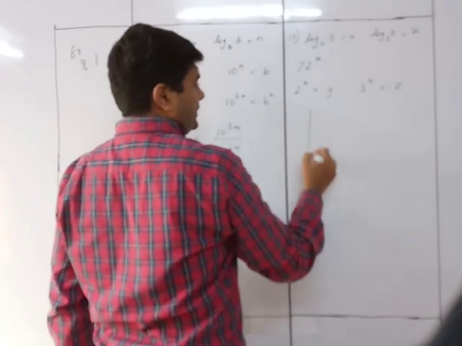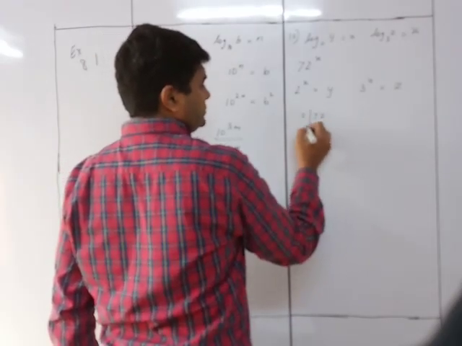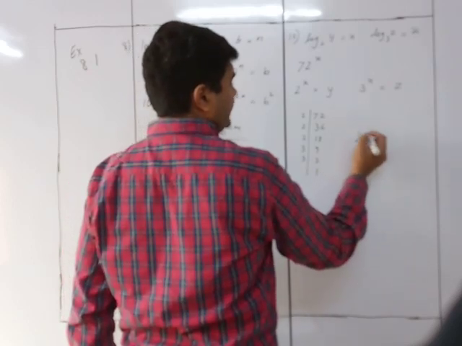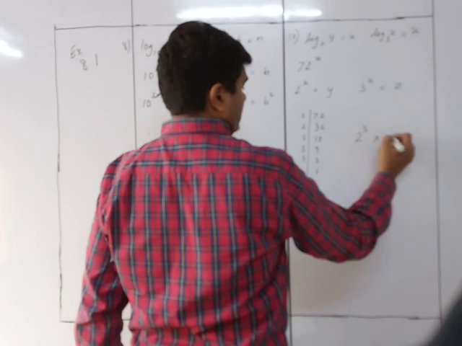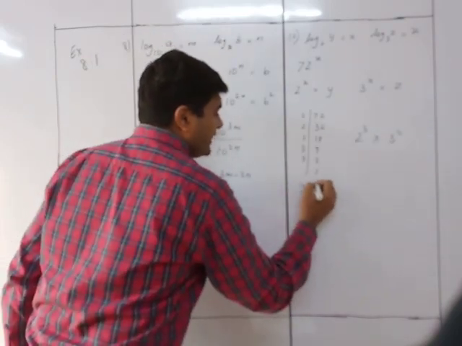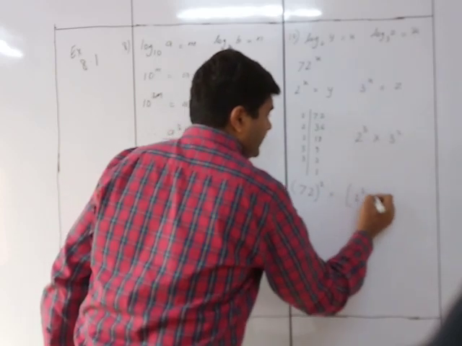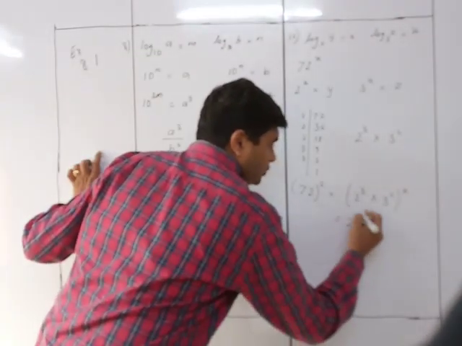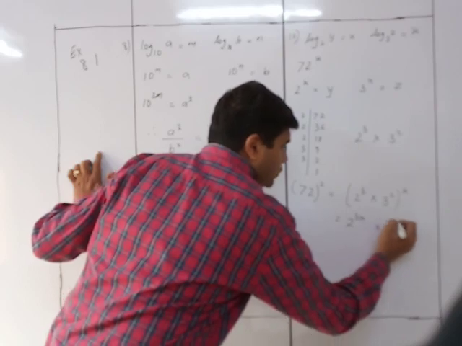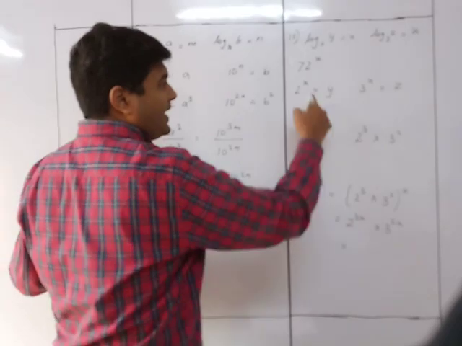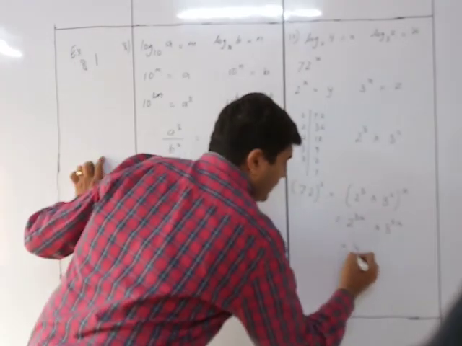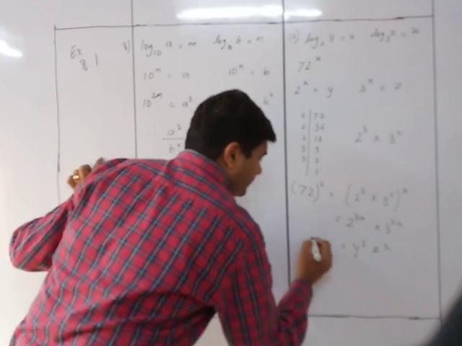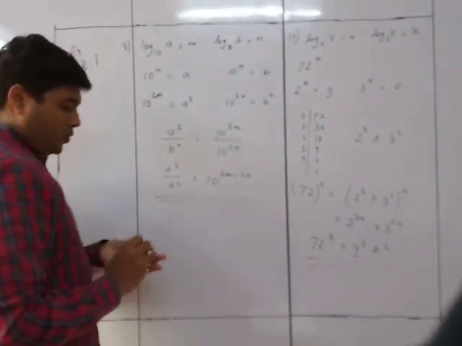Now 72, if you prime factorize it, it is nothing but 2, 36, 2, 18, 2, 9, 3, 3, 3, 1. So which is nothing but 2 raised to 3 into 3 raised to 2. So we have over here 72 raised to x is nothing but 2 raised to 3 into 3 raised to 2 the whole raised to x, which is nothing but 2 raised to 3x into 3 raised to 2x. Now 2 raised to 3x will be nothing but y cube, and this is nothing but z square. Therefore 72 raised to x is equal to y cube z square.